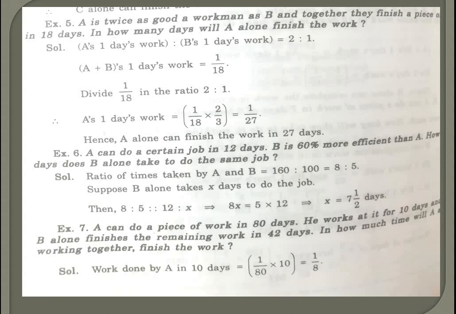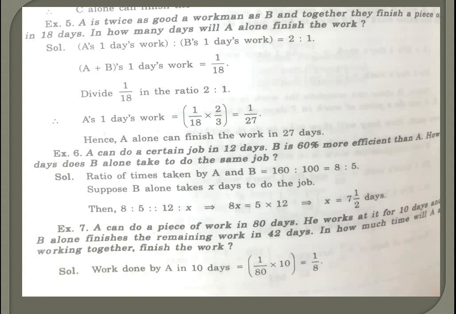So twice means A's 1 day work is to B's 1 day work. When I am writing, I have to write it in the ratio 2:1, because A is twice as good as B. So 2:1. Also it is given both of them together had finished the work in 18 days. So A plus B's 1 day work is 1 by 18. So now I have to find the sum of the ratios. Just I am going to divide my 1 by 18 in the ratio 2:1.